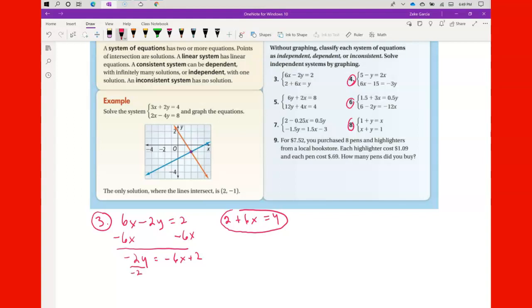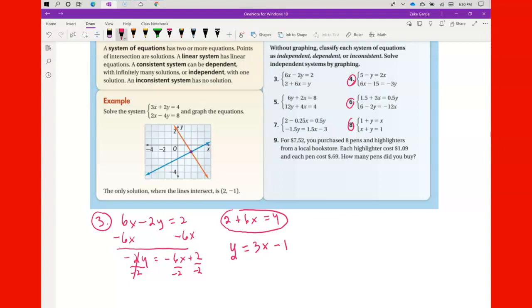You notice that these are all divisible by 2. So our equation is going to be y equals negative 2 divided by negative 2, so it's going to be 1. Y equals 3x minus 1. And we've got to double check that I did it correctly.